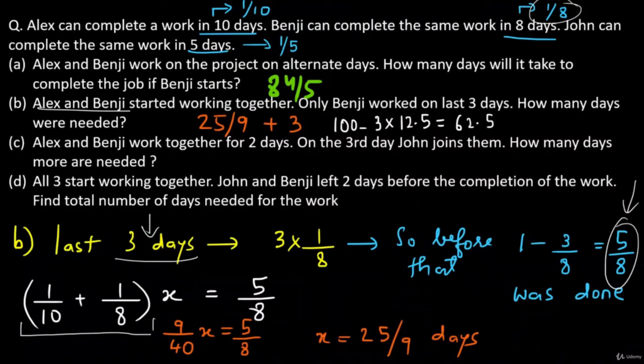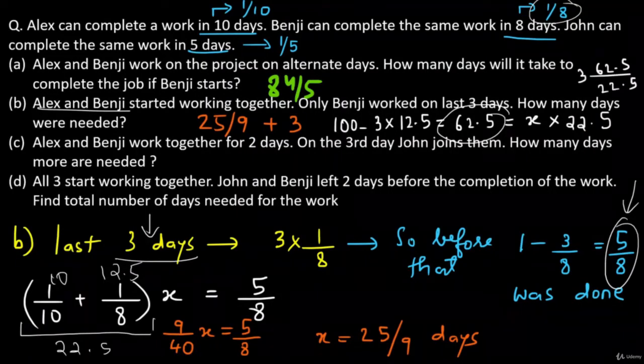Now, when Alex and Benji work together in one day, they do 22.5% of the work. We have seen that this is 10% and this is 12.5%. So in one day, when they work together, they do 22.5% of the work. So in how many days will they complete 62.5% of the work? To obtain that, we equate 62.5 with x into 22.5, right? Therefore, x is equal to 62.5 by 22.5, and the answer is 3 plus 62.5 by 22.5, which is the same thing that we got over here.